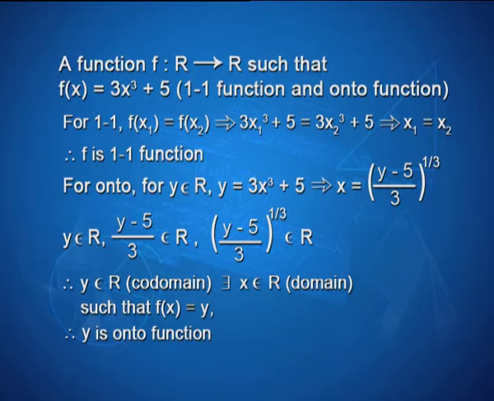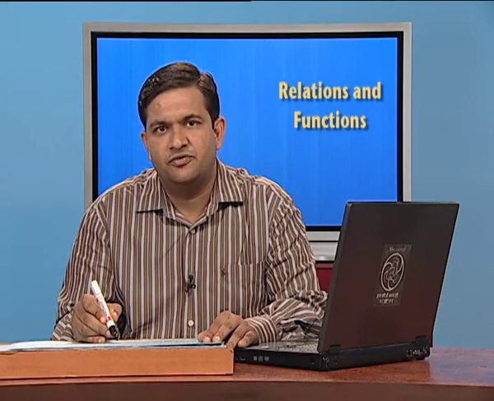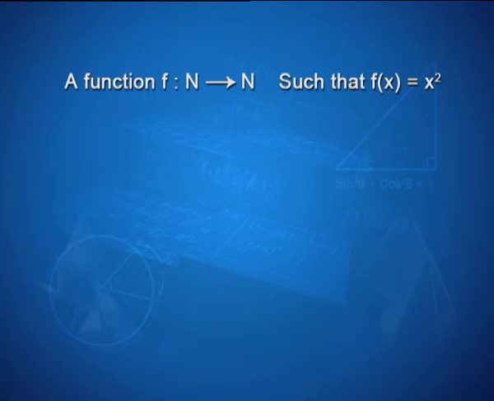Now, f is 1-1 and onto both. Therefore, f is a bijective function. Let us take another example for bijective function. Let f be a function from N to N such that f of x equal to x square.